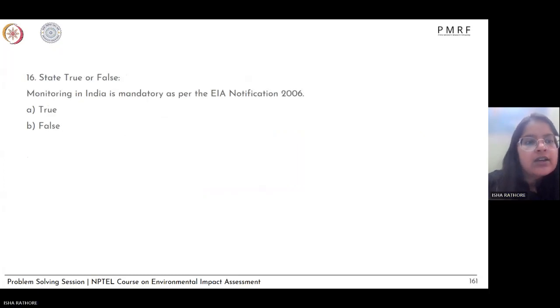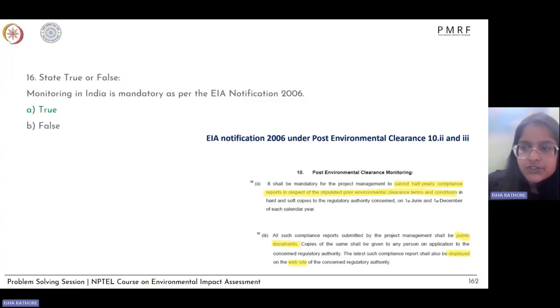Moving on. State true or false. Monitoring in India is mandatory as per the EIA notification of 2006. Is the statement true or false? So the given statement is true. Monitoring in India is mandatory as per the EIA notification of 2006.